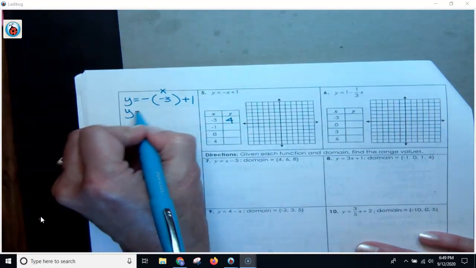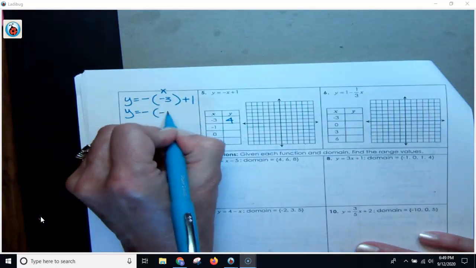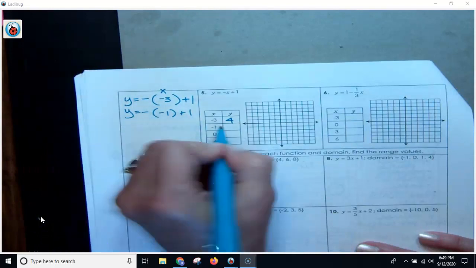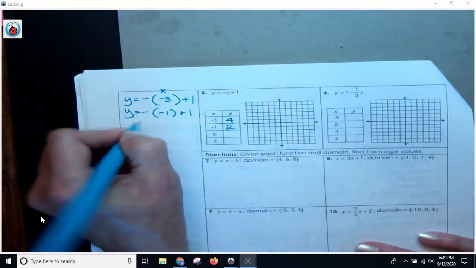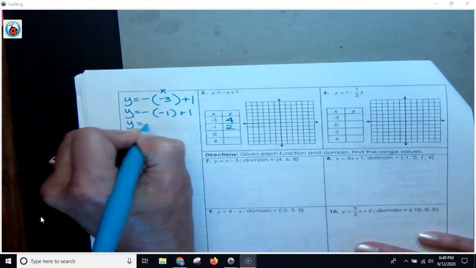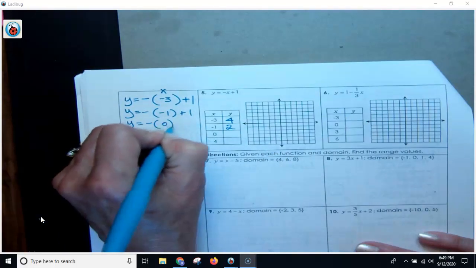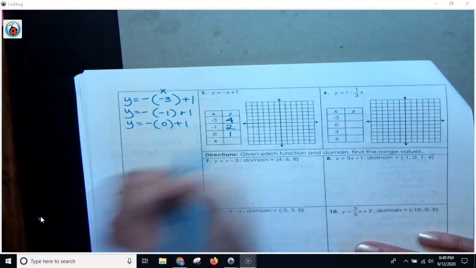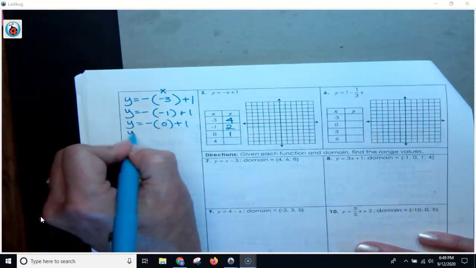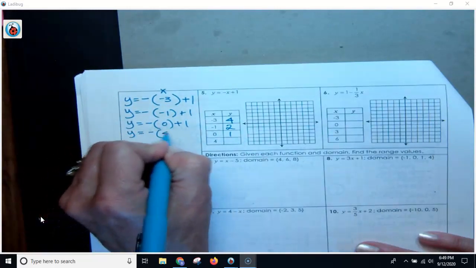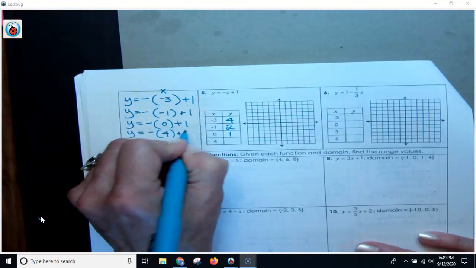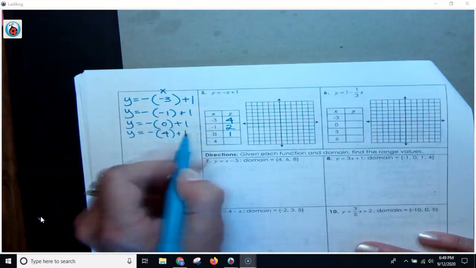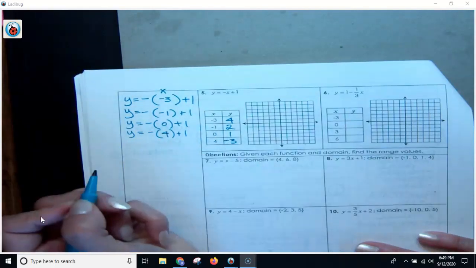Then when I plug in the next one, -1 is going to give me a +1, which is going to give me y equals 2. Negative, I'm going to put 0 in. And of course, -0 is just 0, so I get 1 there. And y equals negative and then +4. So this would actually become a -4 plus 1, which is -3.